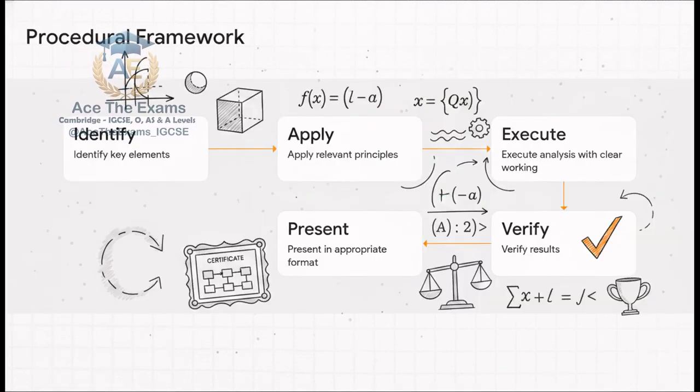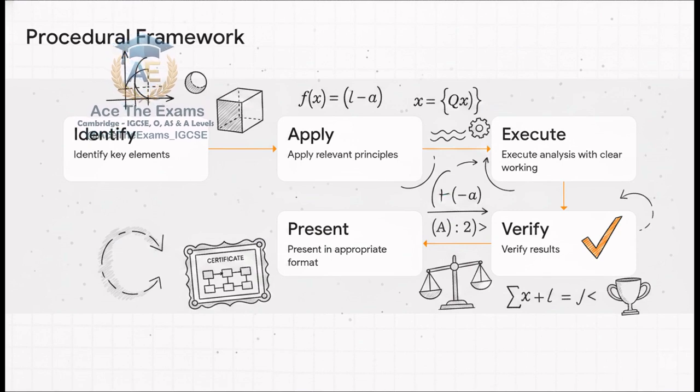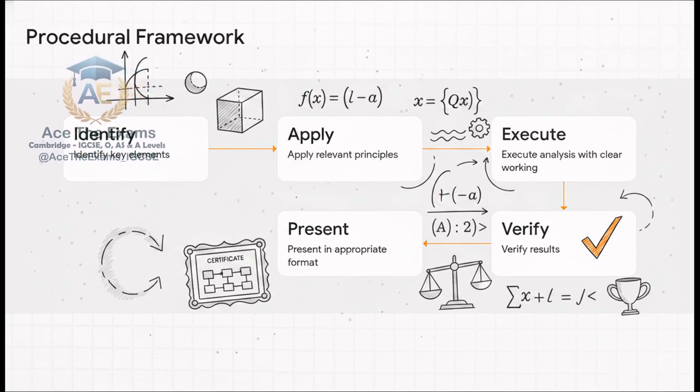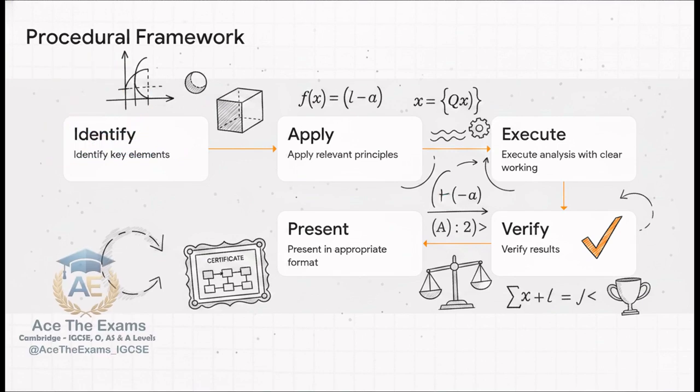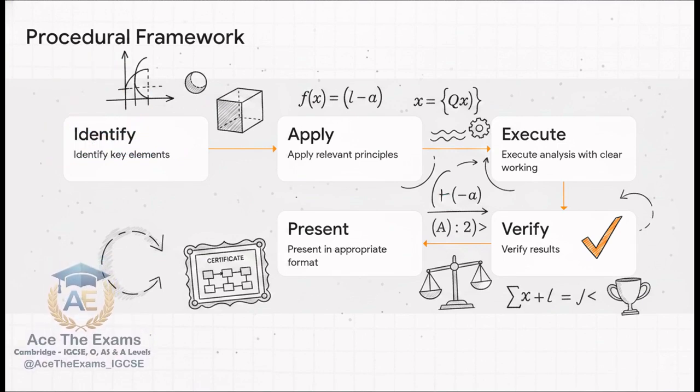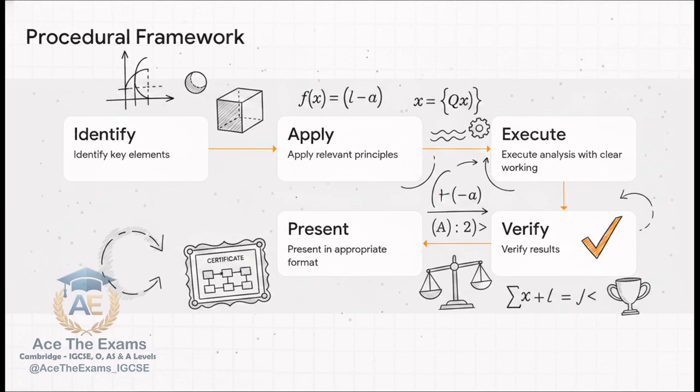And this brilliantly illustrates why you need a strict procedural framework. It's like a giant puzzle. It starts by identifying the key elements of your cubic, which lets you seamlessly apply relevant principles, like the factor theorem. From there, you execute your analysis with clear algebraic long division. Verify your results to make sure they're actually reasonable, and finally, present everything in the exact required format. Systematic processing is, for sure, the only way to successfully deconstruct an exam question.